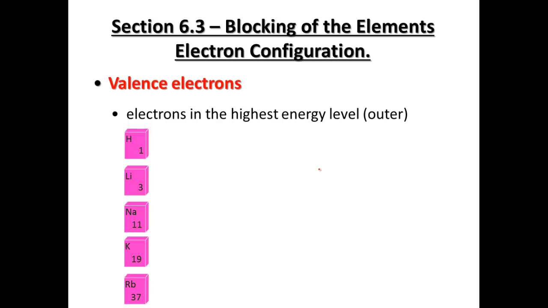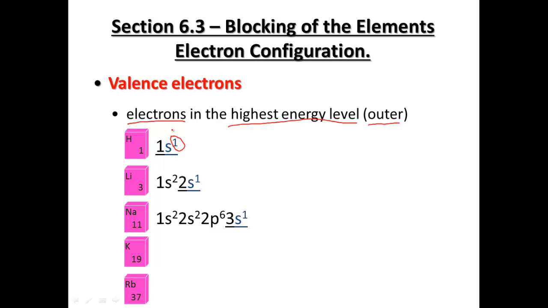Now our first part today is focusing in on the valence electrons. Valence electrons, remember, are the electrons in the highest energy level. We could also call that the outer energy level. What we've done is chosen group 1's elements: hydrogen, lithium, sodium, potassium, and rubidium. As a refresher, the electron configurations: hydrogen, 1 electron in the first energy level, 1s1. Lithium, 1s2, 2s1. Sodium, 1s2, 2s2, 2p6, 3s1, and then continuing on to potassium and rubidium.